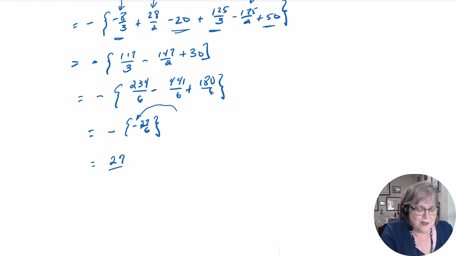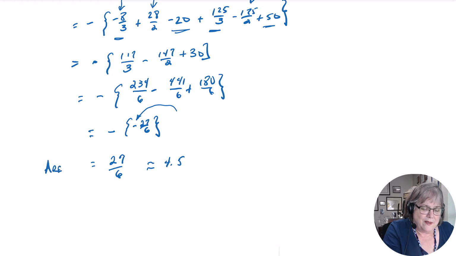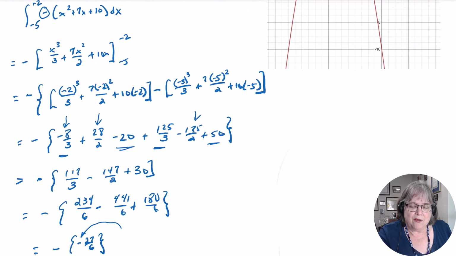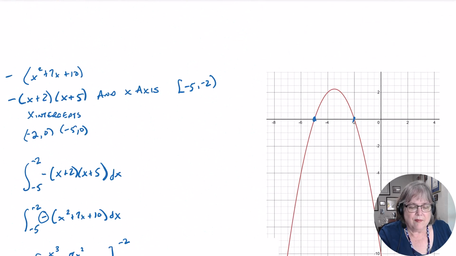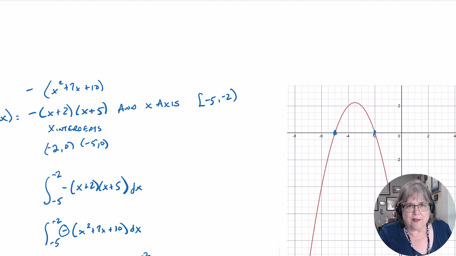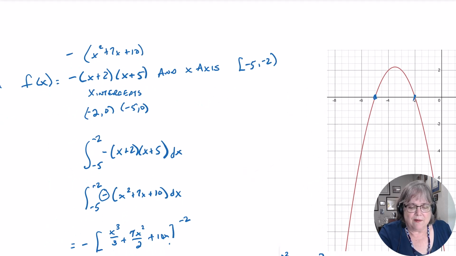So this is 27 over 6. And just so we can get a reference point, this is give or take about 4.5. So this is the area, 27 over 6 square units. All right. In this particular case, if you had not graphed it and you had just gone ahead and integrated it straight from -5 to -2, you would have been accidentally correct.